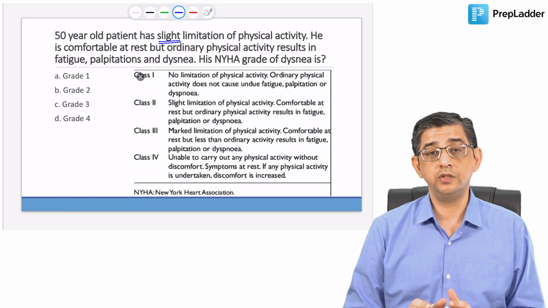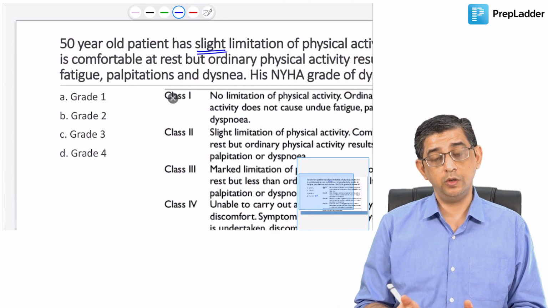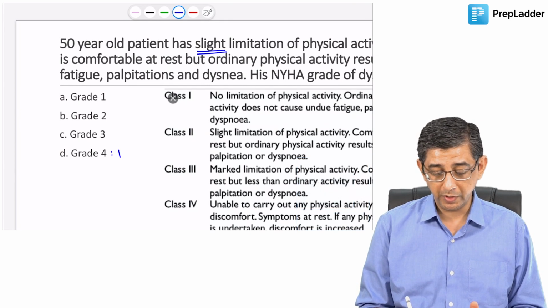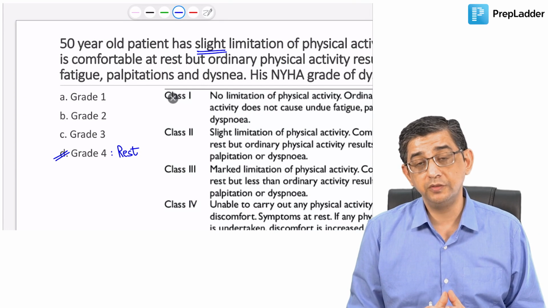To arrive at the answer of this question, let's go option wise. Option number D, grade 4, implies breathlessness even present at rest. So obviously option number D is off the radar.